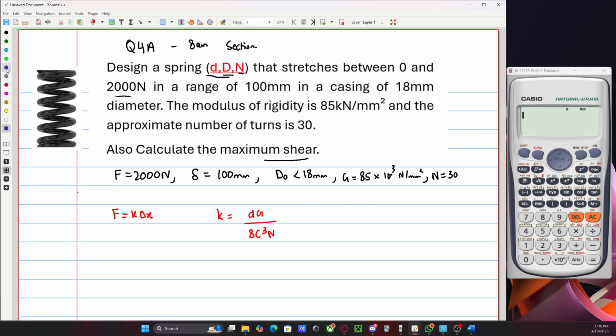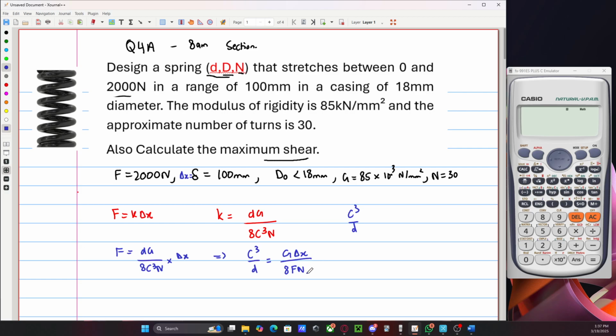Right? So the way we approach this problem is we need to get C cubed over d. If we write the formula F equals Kx, so dG over 8C cubed n times delta x, and equate them, if we manipulate this expression, we will get C cubed over d equals G delta x over 8Fn.